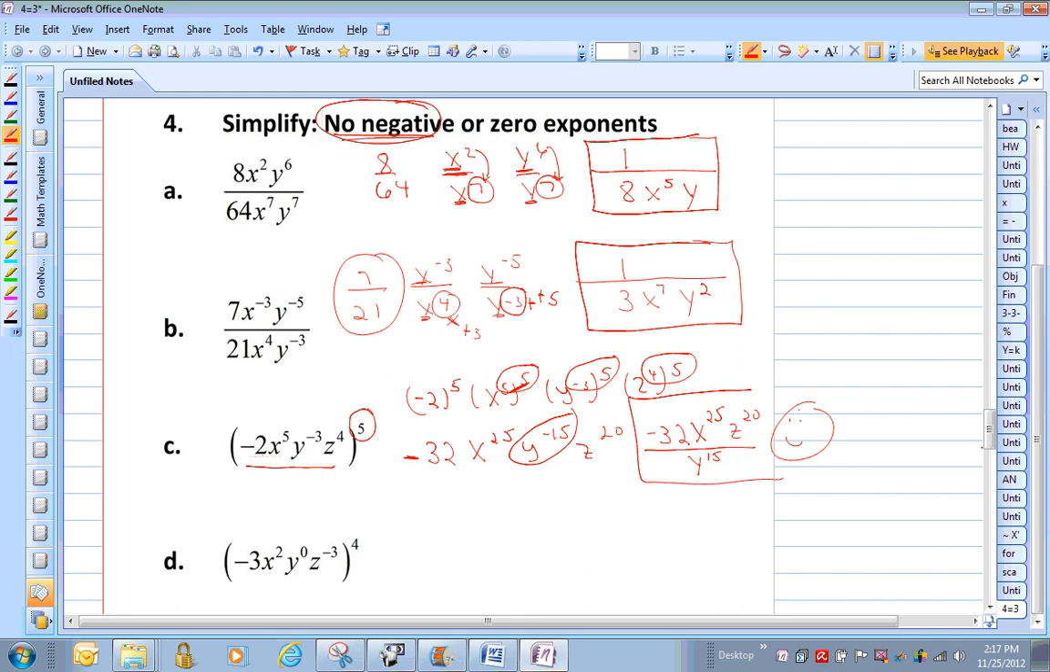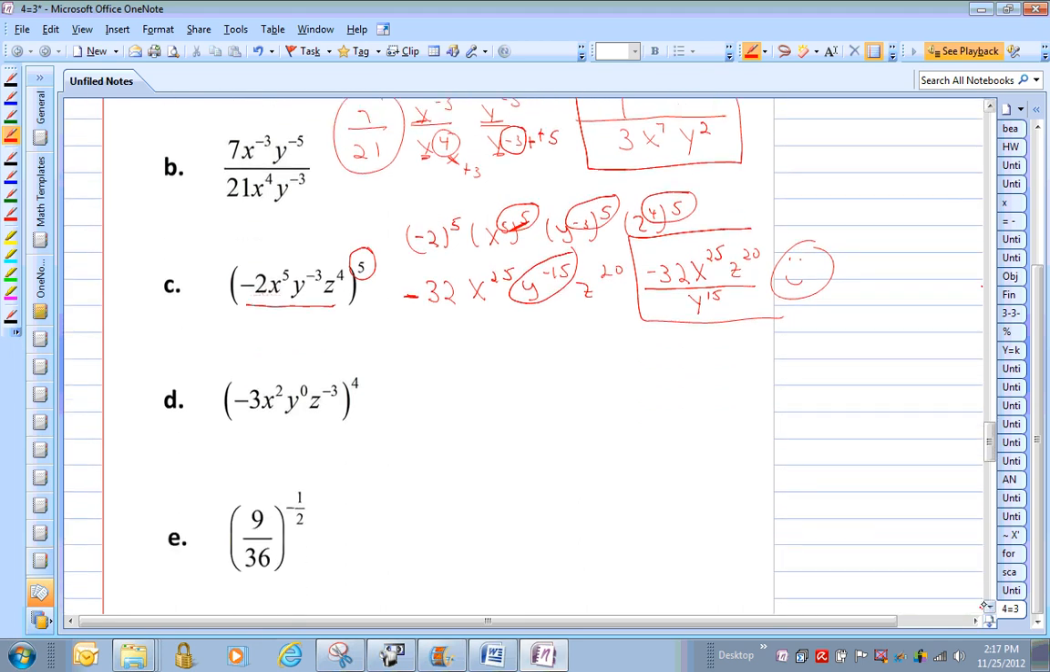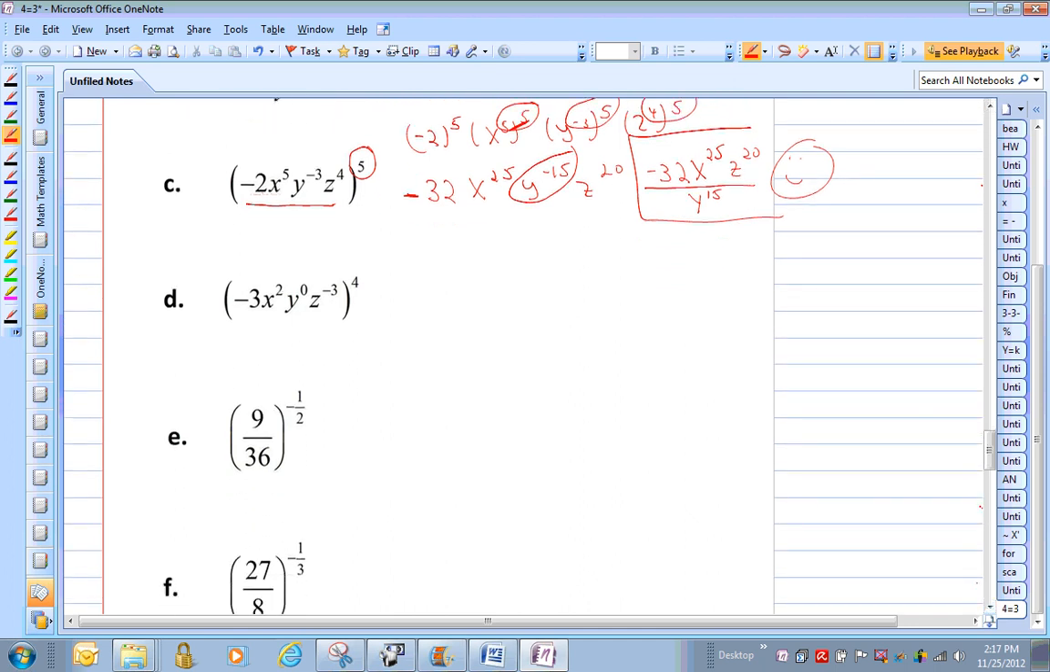All right, let's do this one more time. Again, this may be where you want to pause and try it yourself and then check your answer. I think that would be really smart on your part. All right, so we would do negative 3 to the 4th power. We would do x squared to the 4th power. We would do y to the 0 to the 4th power. And we would do z to the negative 3 to the 4th power.